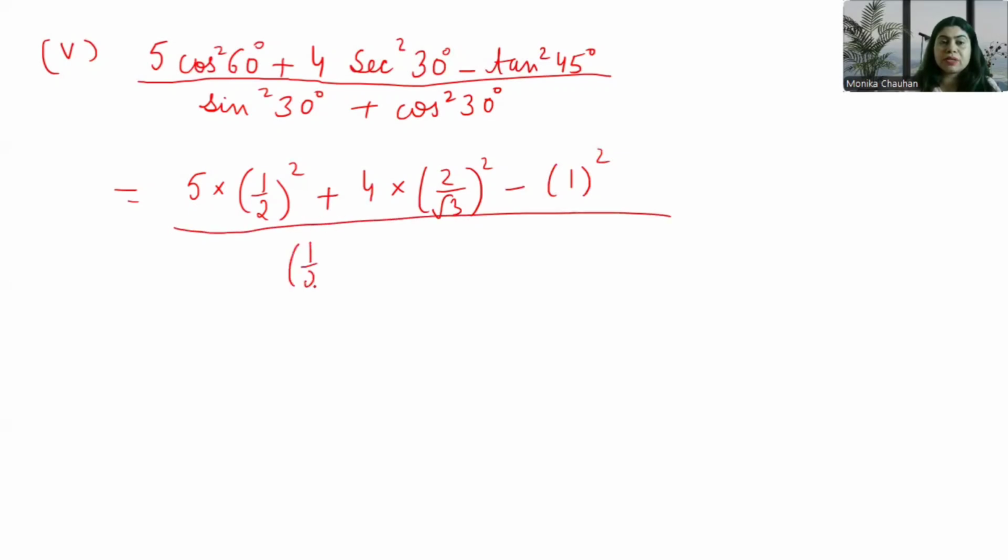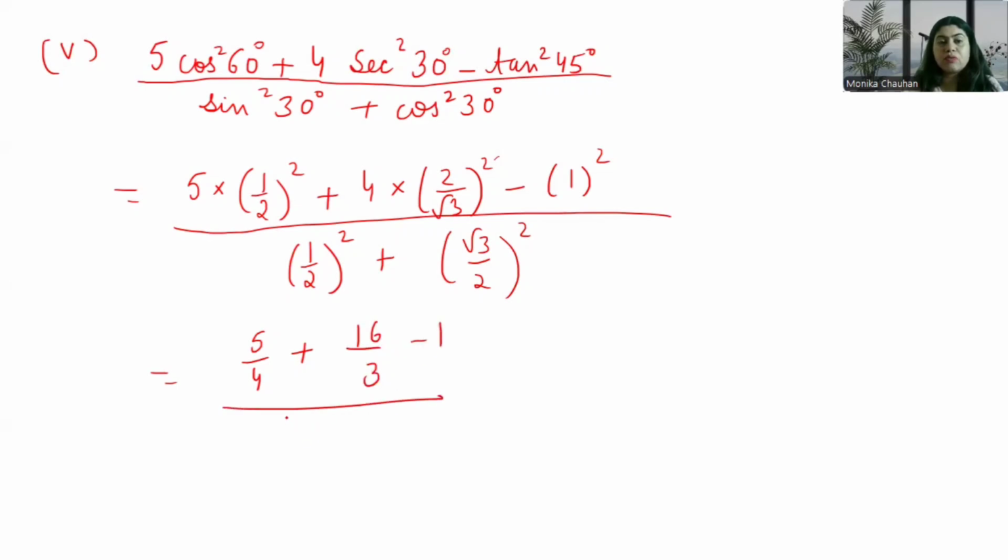So it is (1/2)², plus cos 30, which is √3/2. So I will be writing (√3/2)². Now after this, (1/2)² becomes 1/4, so it becomes 5/4 plus. Now 2 squared becomes 4, 4 times 4 is 16, so 16/3 minus 1 over 1/4 plus 3/4.